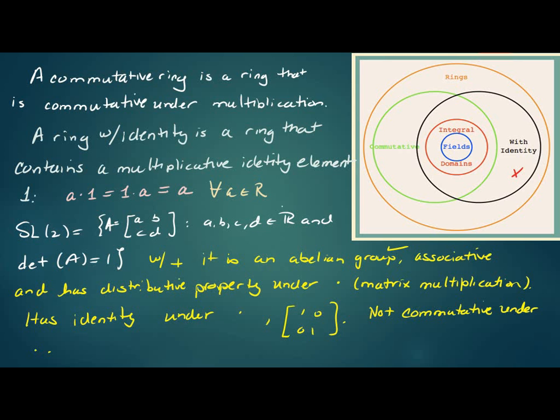Under plus, it's an abelian group. It's associative, has the distributive property under multiplication, and it even has an identity. But it's not commutative under times. So what Ryan pointed out is I don't need determinant A equals 1. If I asked you for an example of a ring that has an identity, is not commutative, and doesn't always have a multiplicative inverse, I could just lift off that determinant A equals 1.